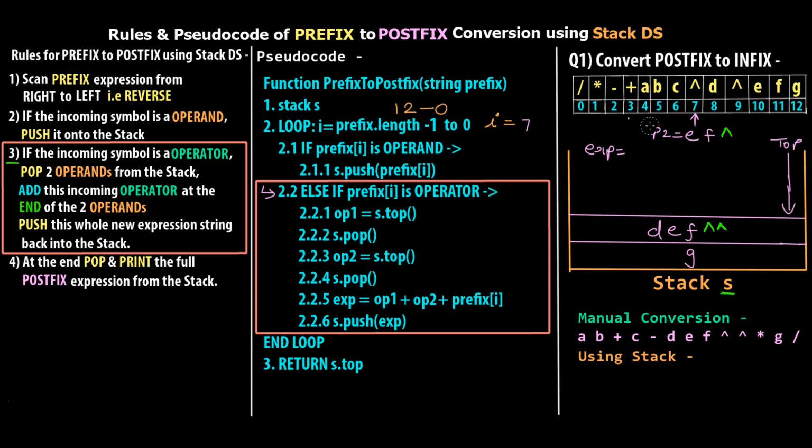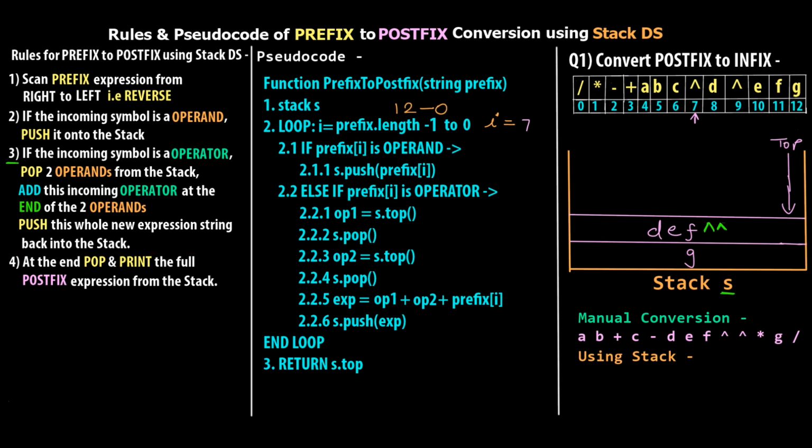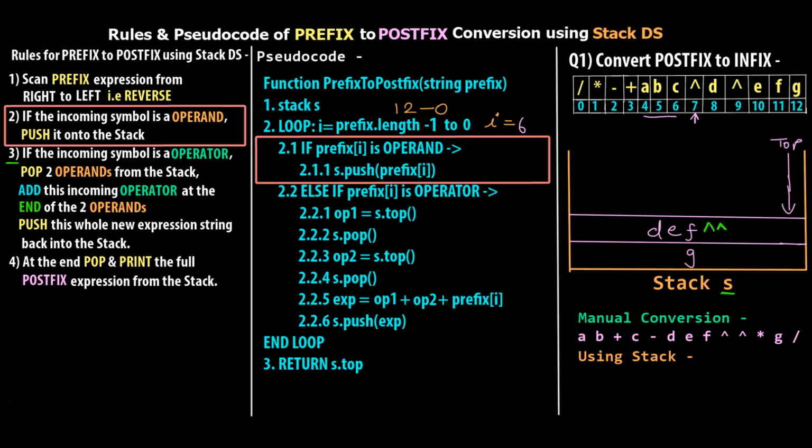Okay, so I hope you're understanding so far. We are at index position 7, and then after 2.2 is executed, we will again come at the start of the loop. I will become 6. Now if you observe, 6, 5 and 4 are all operands, so they will get added onto the stack one by one, because all of them are operands. So when I become 6, we will be at C. C will be pushed onto the stack.